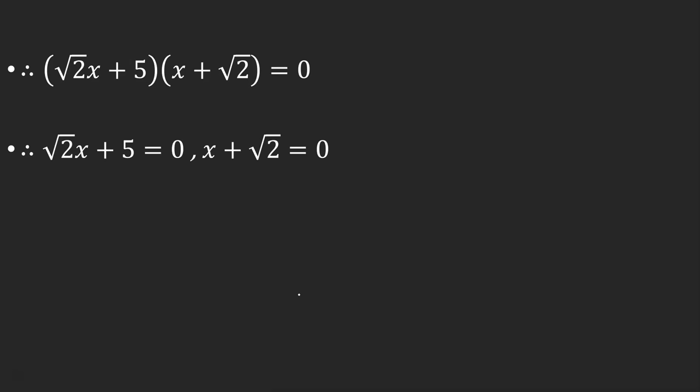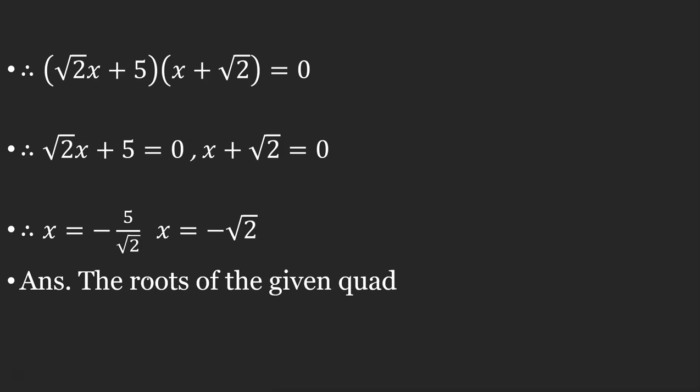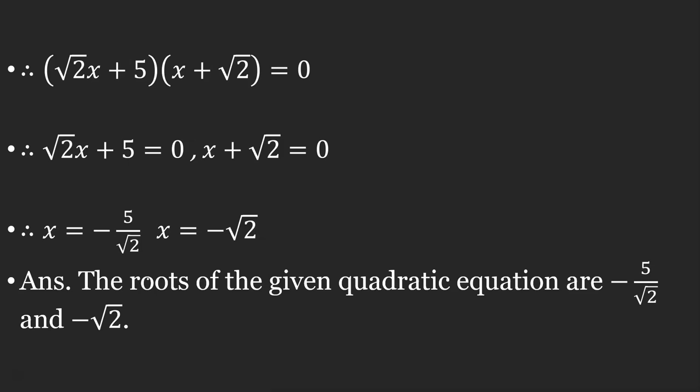Root 2x plus 5 equals 0, x plus root 2 equals 0, and therefore x equals 5 goes to the other side and becomes minus, and the root 2 multiplied goes to divide. Therefore x equals minus 5 by root 2, and x equals minus root 2. Therefore the roots of the given quadratic equation are minus 5 upon root 2 and minus root 2. This video is getting long.